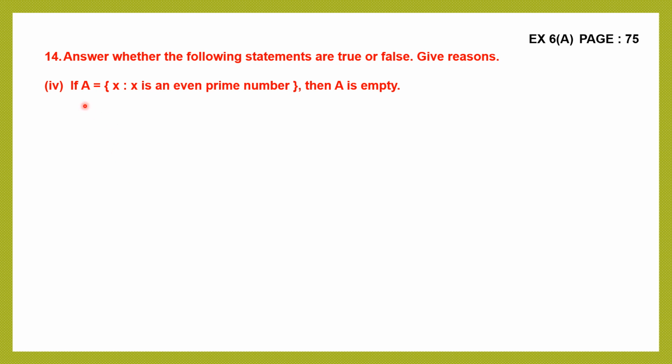Question 4. If A is equal to X such that X is an even prime number, then A is empty. So here they're saying the elements of set A are even prime numbers. Are even numbers prime numbers? Only the number 2 is an even prime number. So in set A, there is one element, whereas this statement says that set A is an empty set. So this statement is false. Set A is not an empty set. The elements of set A will be 2.